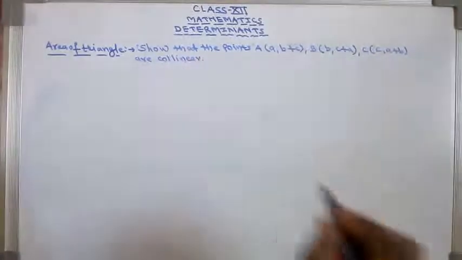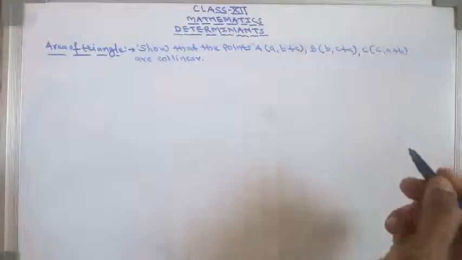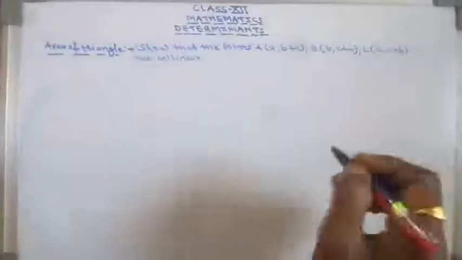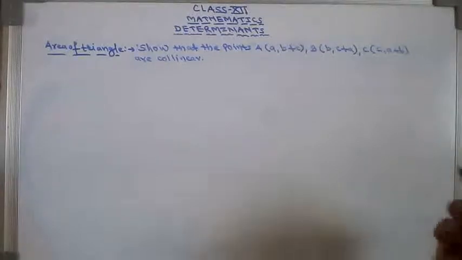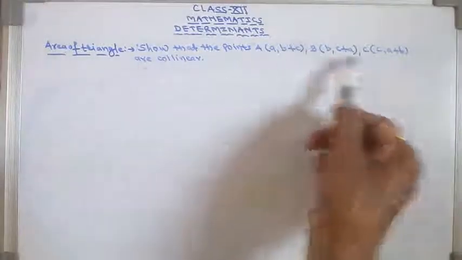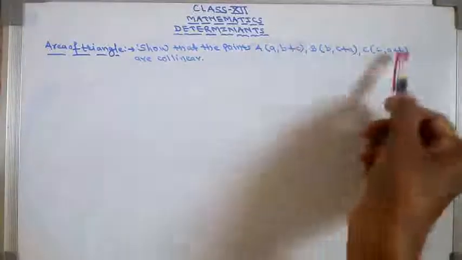Students, you know that if the area of the triangle is 0, it means all three points, that is all three vertices of the triangle, are collinear. So to show these three vertices are collinear, we have to show that the area of this triangle is 0. So solution.